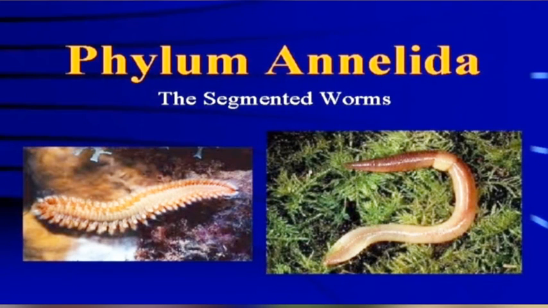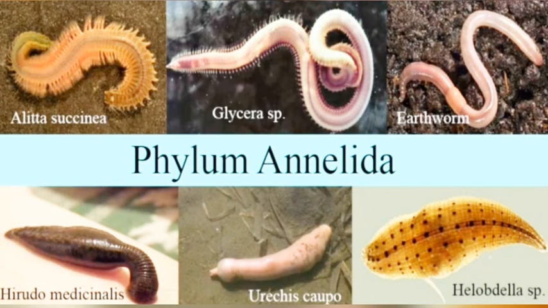When you look at this slide, phylum Annelida, they are called segmented worms. I've told you before, they are divided into many segments both internally and externally, so you use the term segmented worms. And here you can look at these examples: Aphrodite, Glycera, earthworm, Hirudo medicinalis, Eurychus, and Haemopis species. So all these are examples of phylum Annelida.